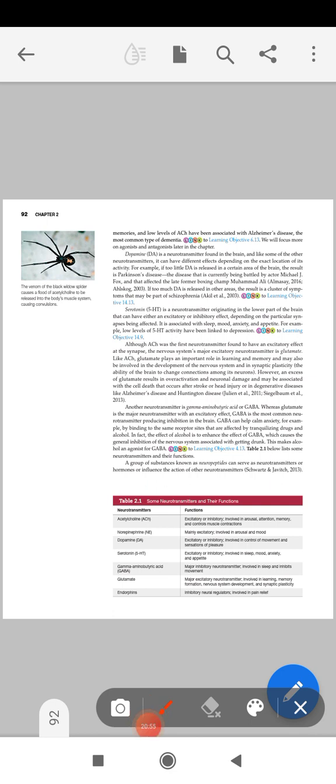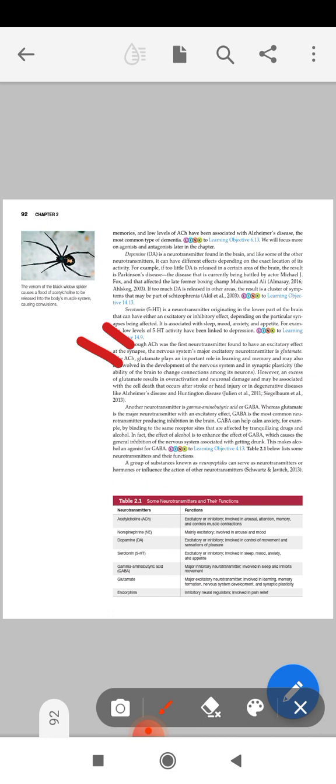Although ACH was the first neurotransmitter found to have an excitatory effect at the synapse, the nervous system's major excitatory neurotransmitter is glutamate. Glutamate is an excitatory neurotransmitter which forms a major part of our nervous system. Like ACH, glutamate plays an important role in learning and memory, and may also have a role in the development of the nervous system and in synaptic plasticity, the ability of the brain to change the connections among its neurons.